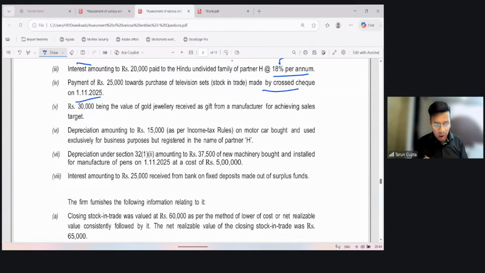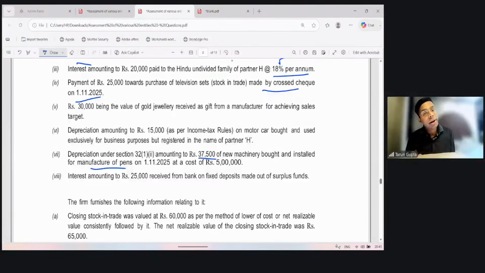Depreciation under section 32(1)(ii) amounting to rupees 37,500 on new machinery bought and installed for manufacturing of pens on 1/11/2025 at a cost of 5 lakh. So they have debited the normal depreciation of 37,500, but the firm is also engaged in manufacturing of pens and therefore is eligible for additional depreciation at the rate of 20% on the new machinery bought. So you understand, the question is hinting that you give additional depreciation.